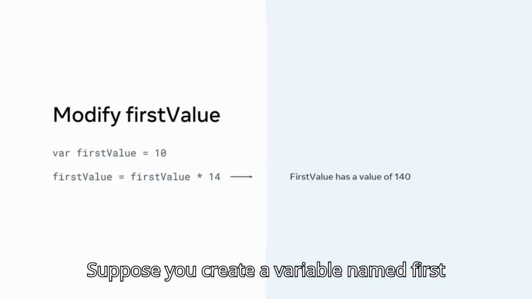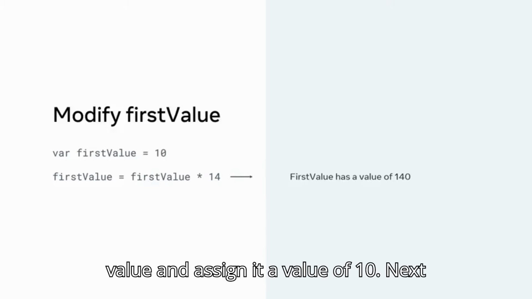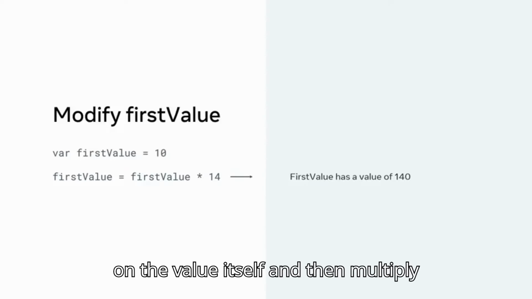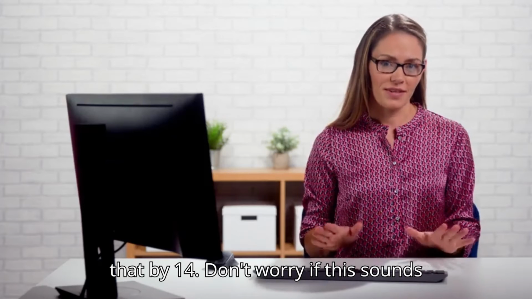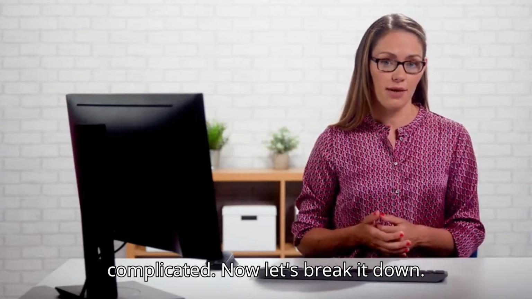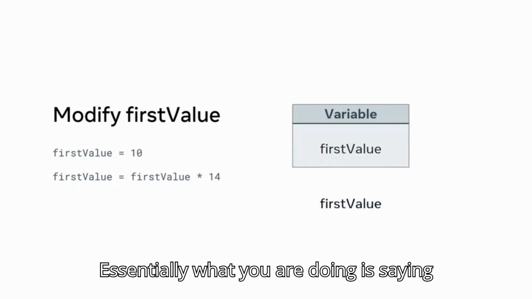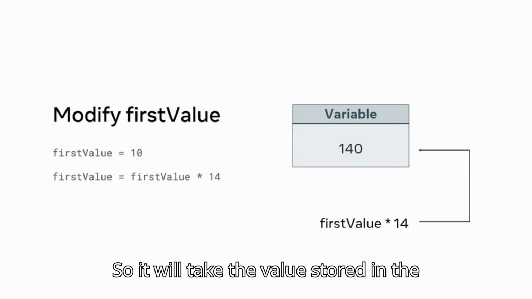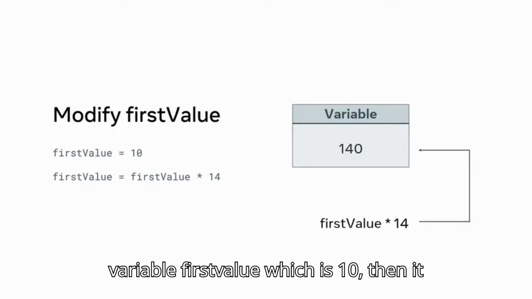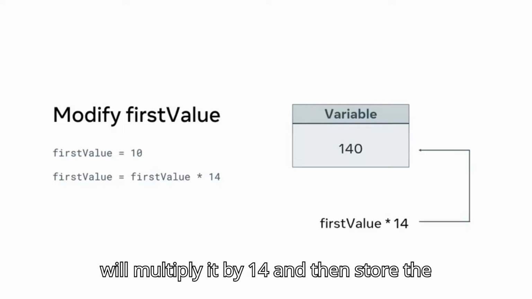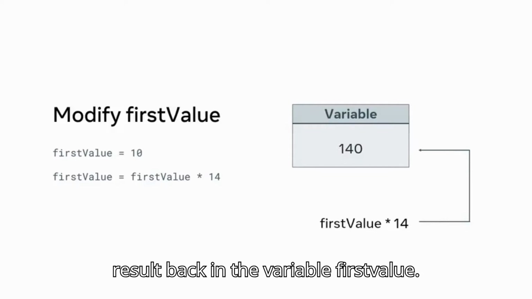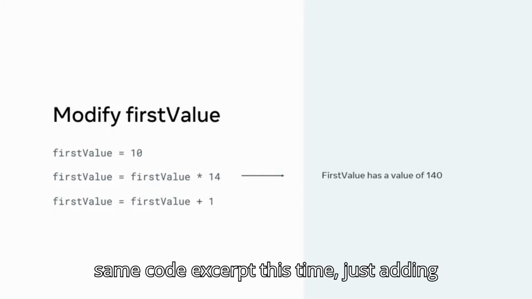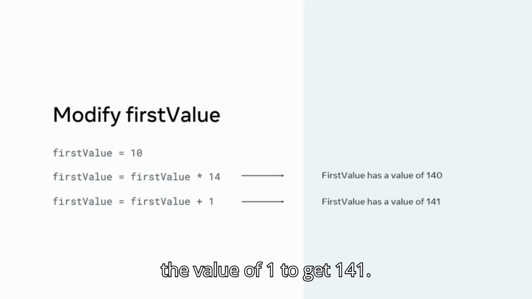You can also modify a value based on itself. Suppose you create a variable named firstValue and assign it a value of 10. Next, you want to perform a calculation based on the value itself and then multiply that by 14. Don't worry if this sounds complicated now. Let's break it down. Essentially, what you are doing is saying firstValue equals firstValue times 14. So, it will take the value stored in the variable firstValue, which is 10, then it will multiply it by 14, and then store the result back in the variable firstValue.